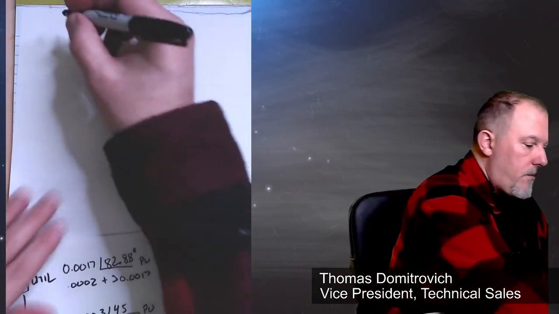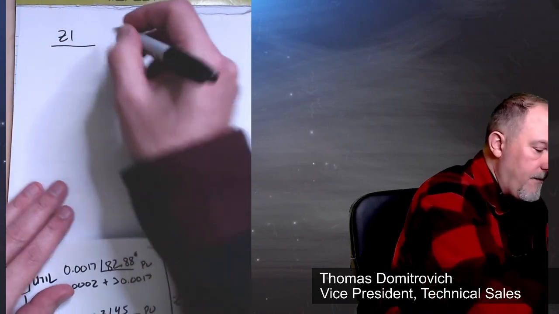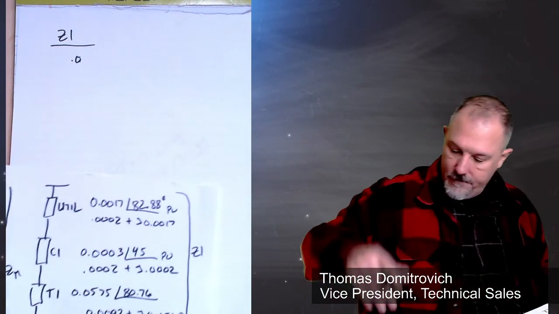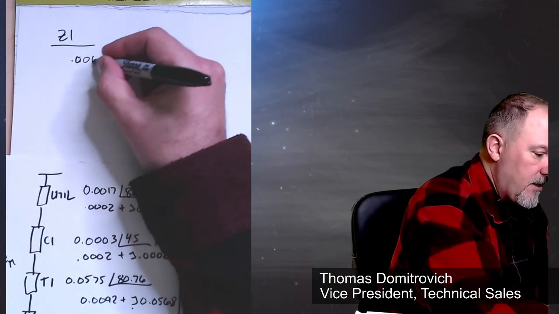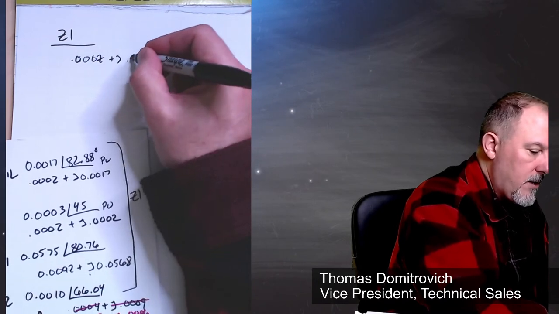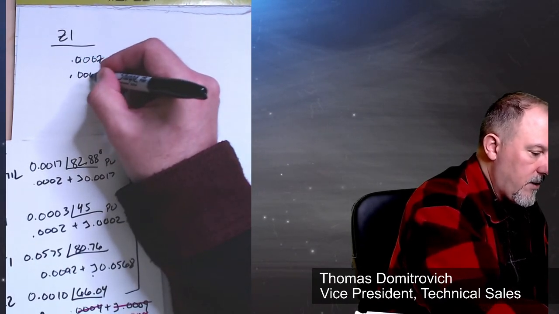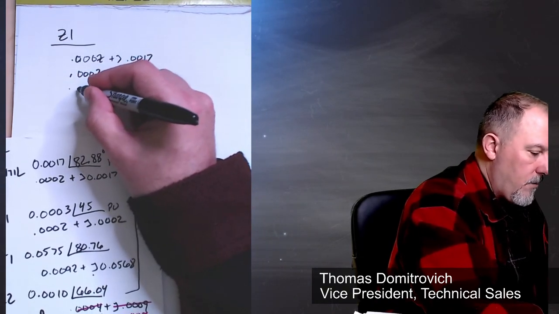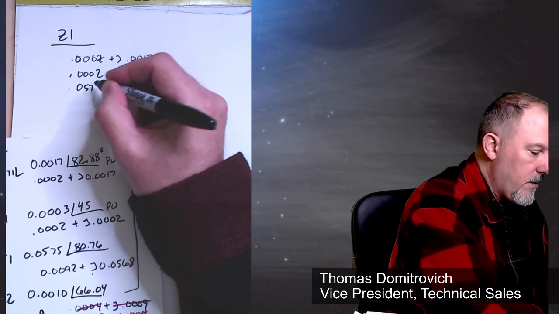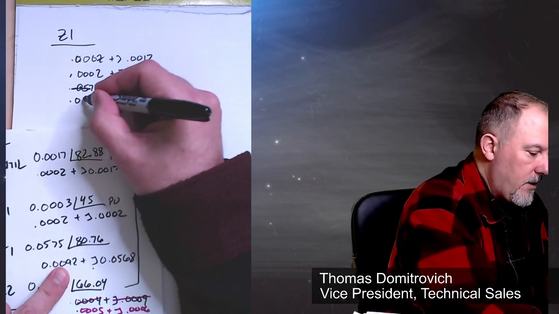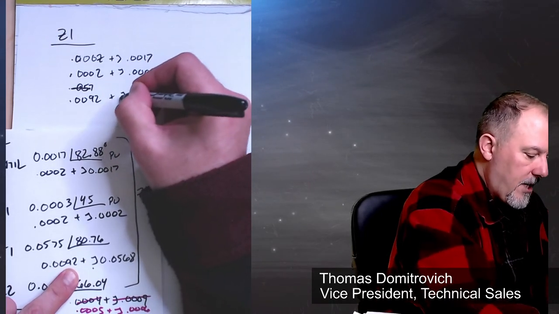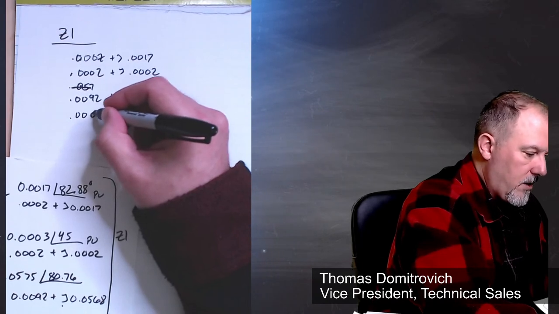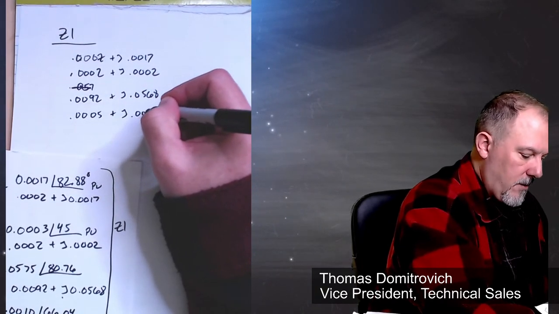All right, so Z1. We already did it, but I left it, so I will do it again. 0.0002 plus j 0.0017. 0.0002 plus j 0.0002. 0.057. 0.0092 plus j 0.0568, and then 0.0005 plus j 0.0006.